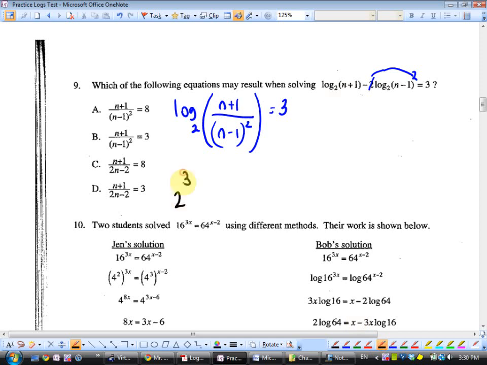2 to the third equals what's inside the log. What's the correct answer, folks? See it? A. I got a clue in that 2 to the third is 8. Oh, yeah, Dueck did say there were certain exponents we had to memorize.